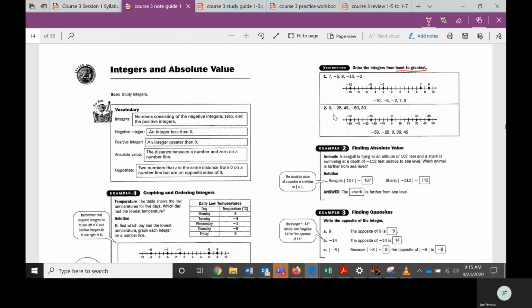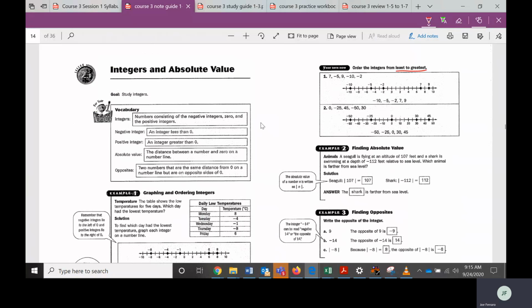Okay. Same thing here with a little bit bigger numbers. Now you can make your number line. Here they went by 5s. You can make it go by 10s, whatever you want. They label every 10. And again, they just plot the points: 0, -25, 45, 30, or sorry, -50 and 30. And then to order them, you just go left to right. Okay, -50 is the smallest, and then -25, 0, 30, and 45.